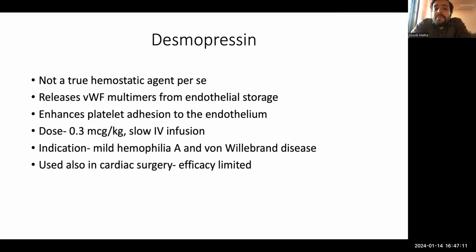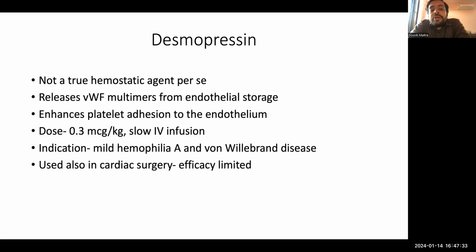Next is desmopressin. Desmopressin per se is not a true hemostatic agent, but how it works is that it releases the von Willebrand factor multimers from the endothelial storage by V2 receptor agonistic activity. As you all know, von Willebrand factor enhances the platelet adhesion to the endothelium and ultimately platelet activation.